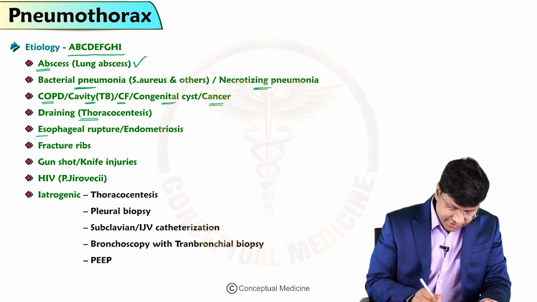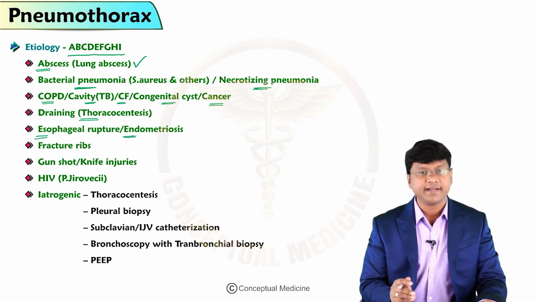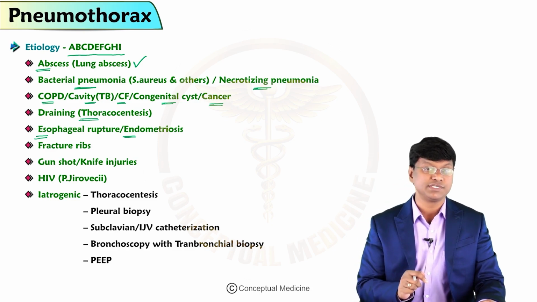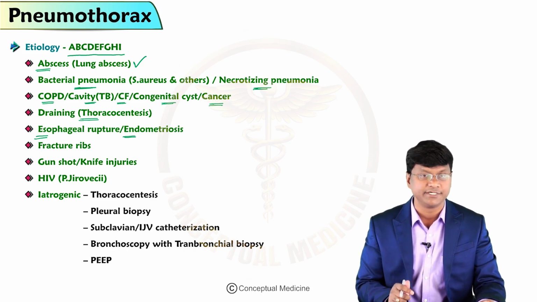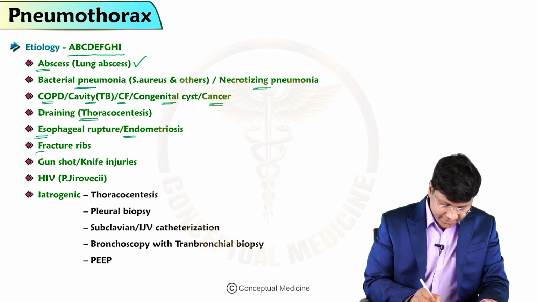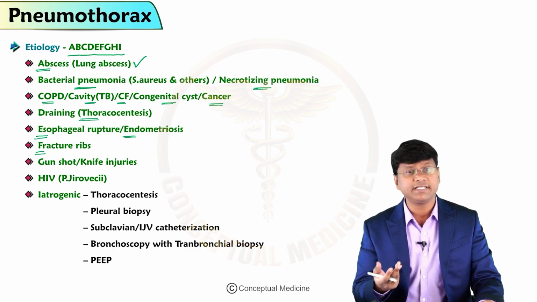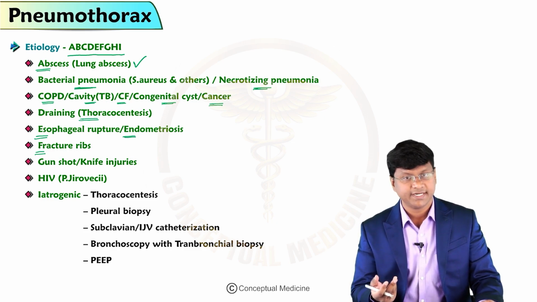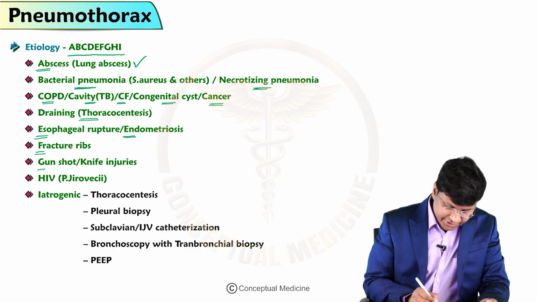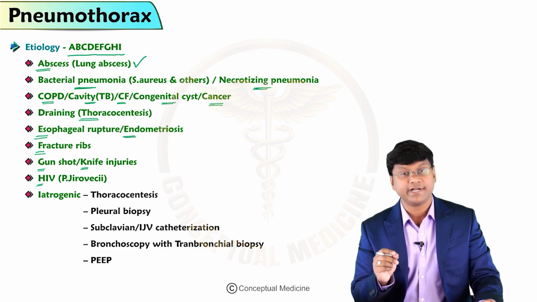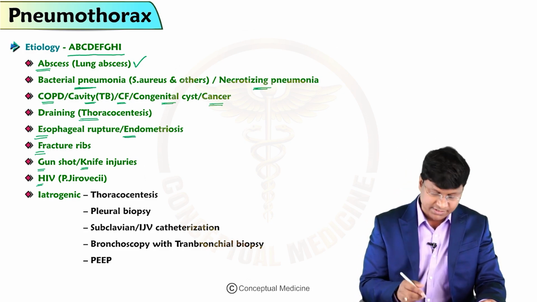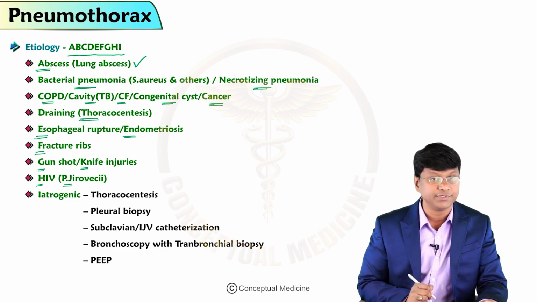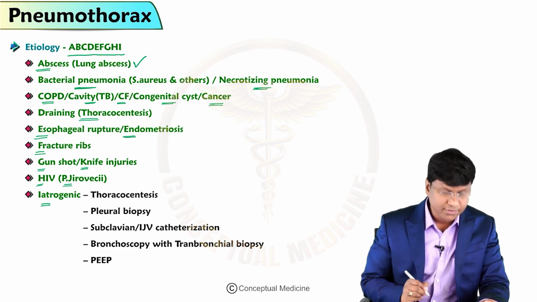E stands for esophageal rupture and endometriosis. Regarding pulmonary endometriosis causing pneumothorax, that is nothing but your catamenial pneumothorax. I'll discuss that in detail in a few minutes. F will be fractured ribs, that would be secondary to trauma, right? G stands for gunshot injuries or knife injuries. H, right, you will see pneumothorax in patients suffering with HIV, and in these patients the cause for the pneumothorax will be Pneumocystis jirovecii pneumonia, then followed by that, the iatrogenic causes.